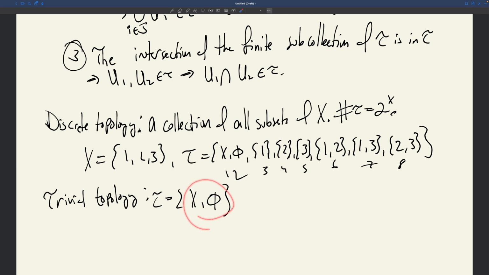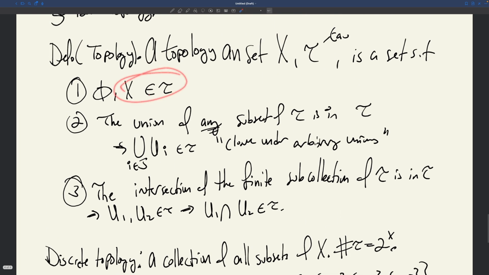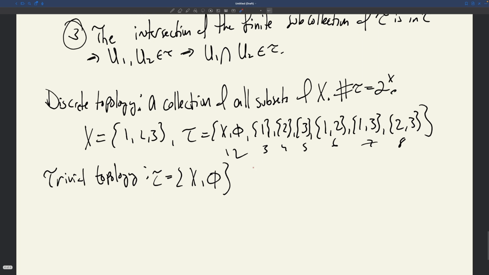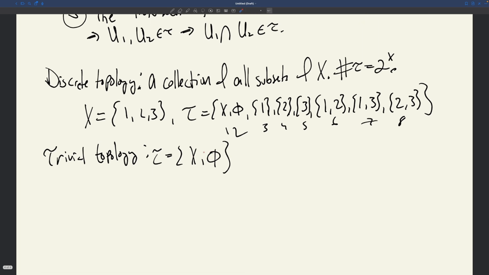So now for the trivial topology, how come these 2 elements are enough for making it work? Well, first off, we know that these 2 exist. That's a mandatory must. The union of X and the empty set is just X. Perfect. The intersection of X and the empty set is just going to be the empty set. So there, it works. Cool.